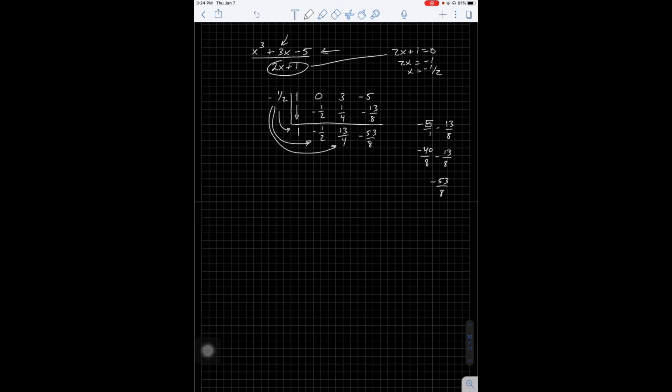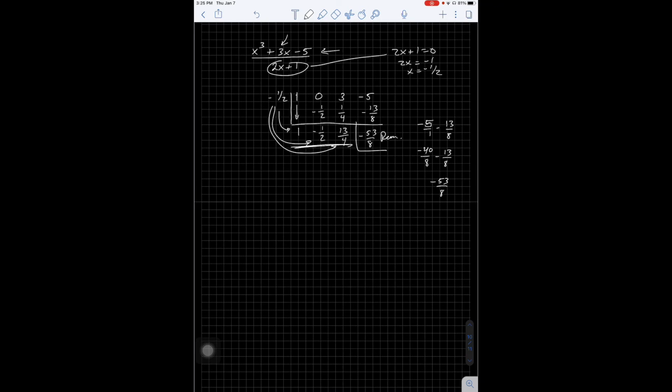Okay, you also feel free to use a calculator. Please do not go into decimals on these, so keep them in fraction form. Use the fraction function on your calculator. This is going to be my remainder. This is going to be my polynomial.